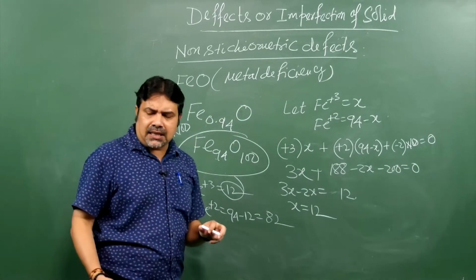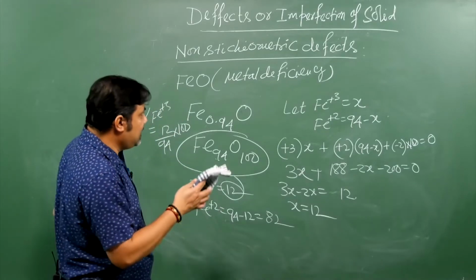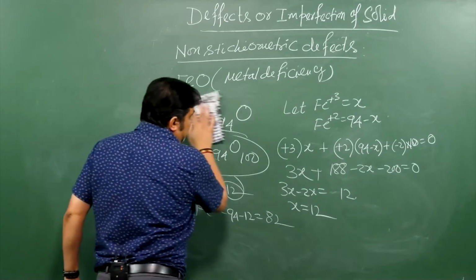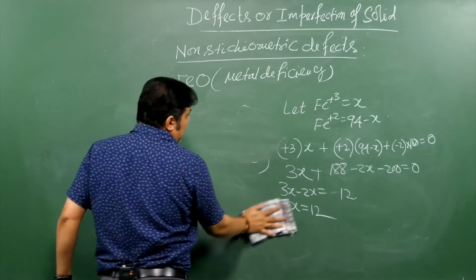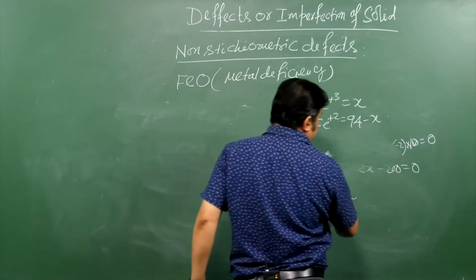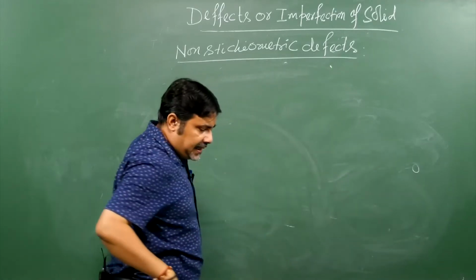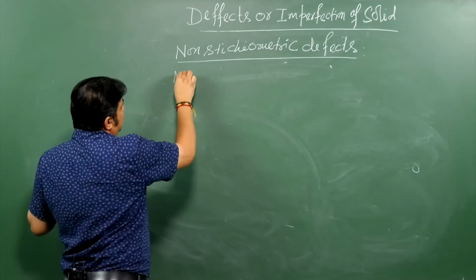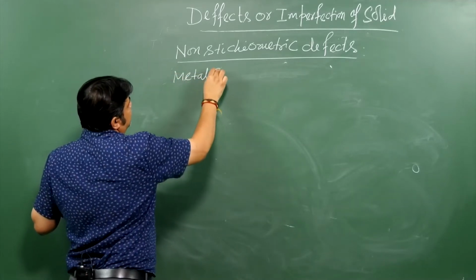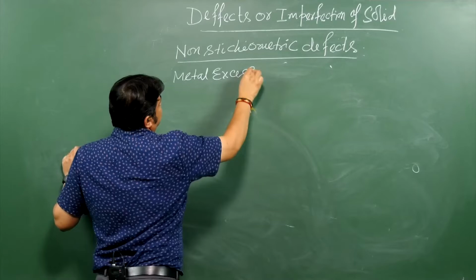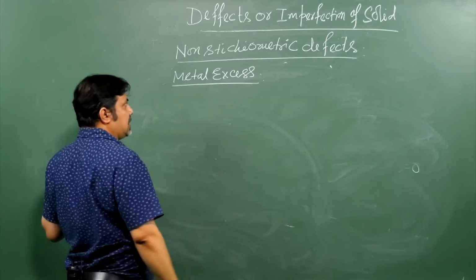Now once you understand the non-stoichiometric defect, the metal deficiency, then we will focus on the metal excess. For metal excess defects, there are two mechanisms. I will explain the metal excess defects with two mechanisms. There will be two types, I will explain.